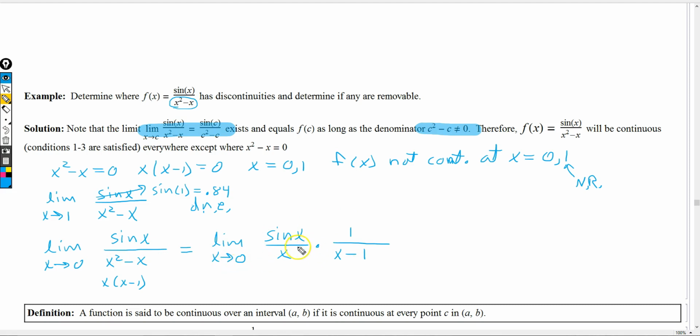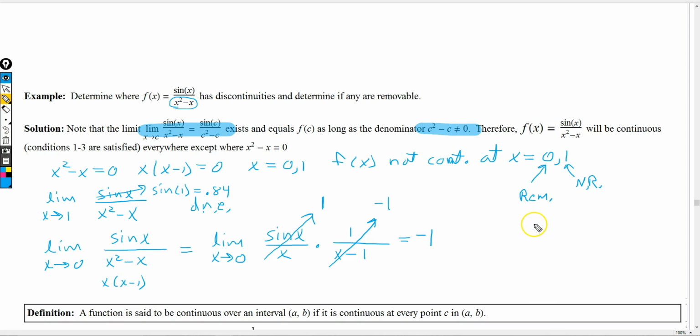Now notice as x approaches 0, sine x over x, that's our friendly trig limit, that is approaching 1. 1 over x minus 1, I can put 0 in here without any trouble, and this is approaching 1 over negative 1, or negative 1. And so this limit is negative 1. So the limit does exist. So at x equaling 0, the function is going to have a removable discontinuity. So it is removable. Okay.